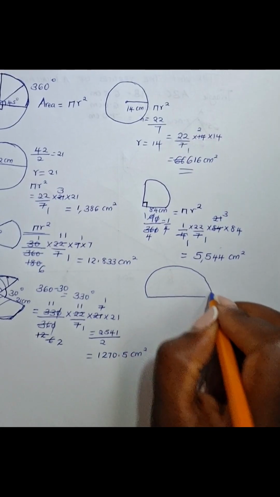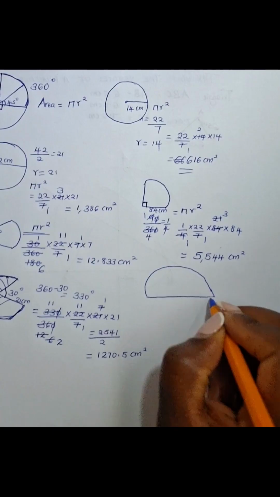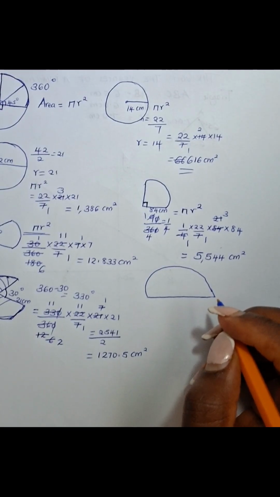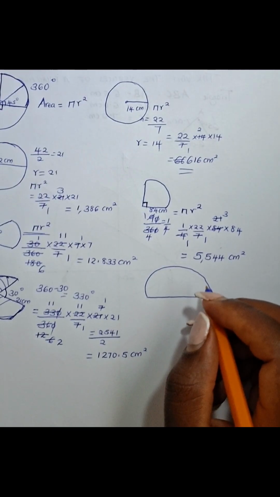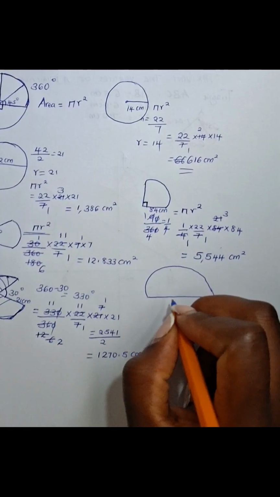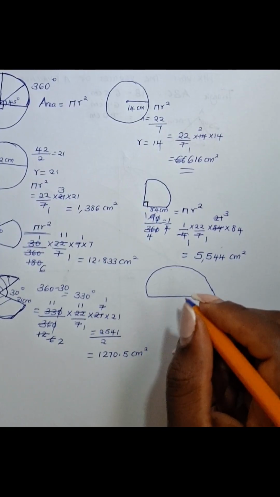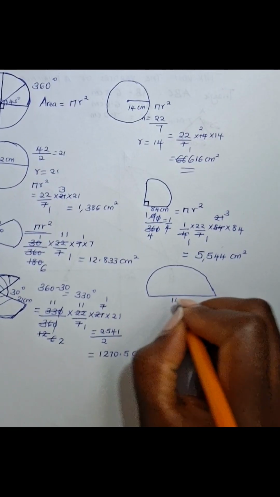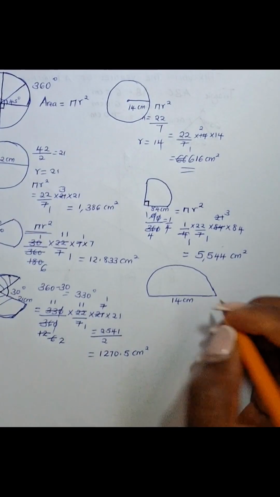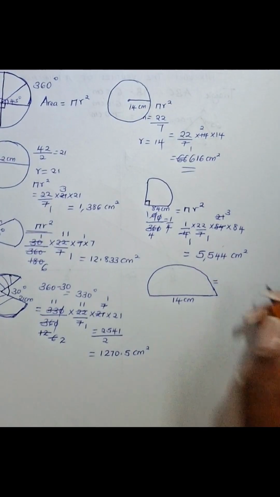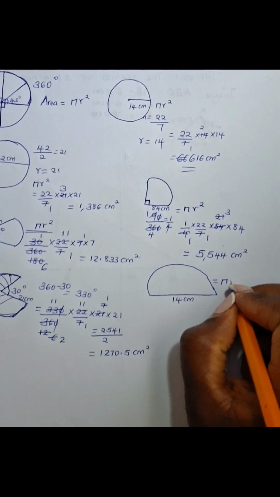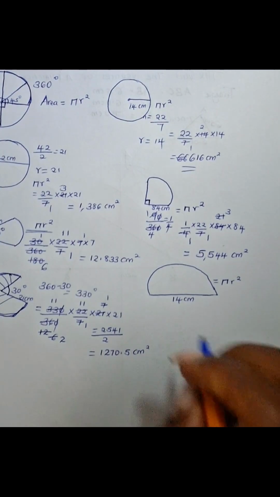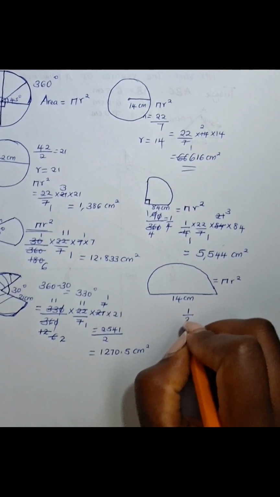This is a half a circle. So assume that you've been given the diameter as 14 centimeters, okay? This one also does not change. The formula still remains as pi r squared, but this one will be for a half of a circle.